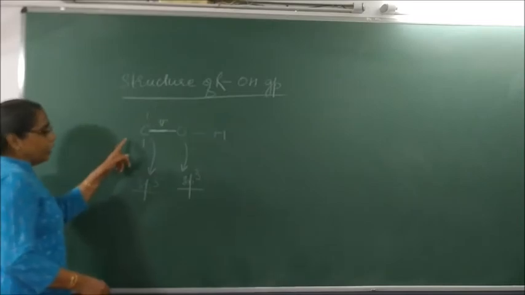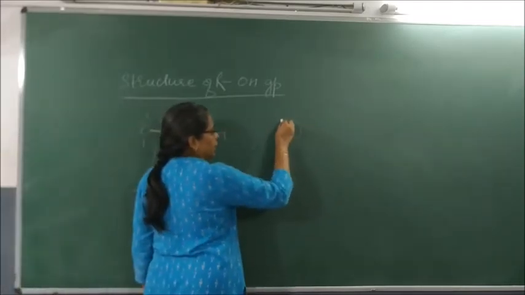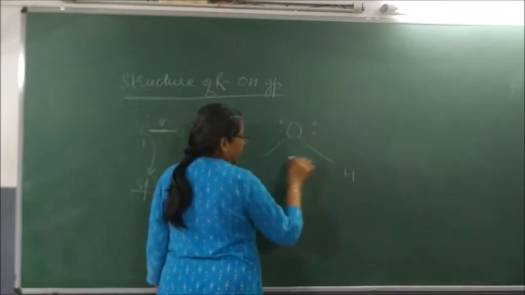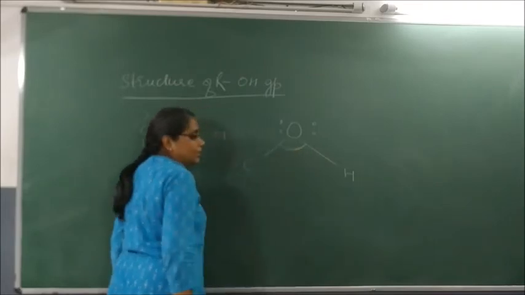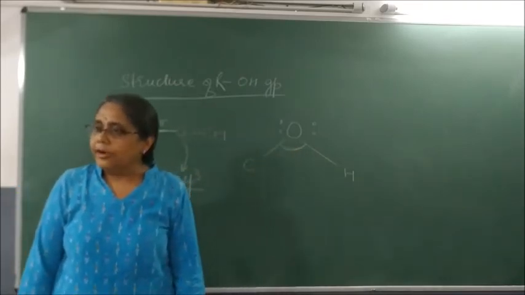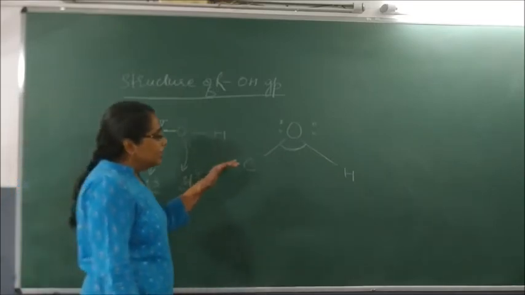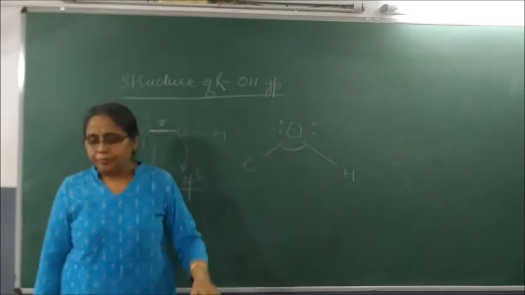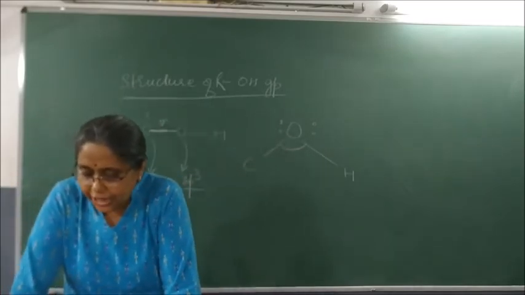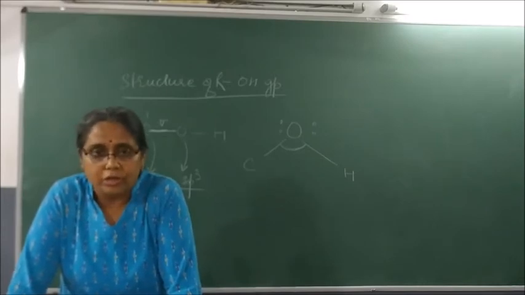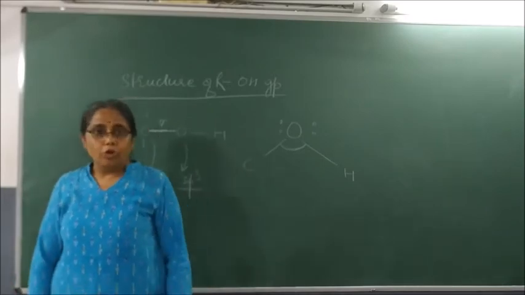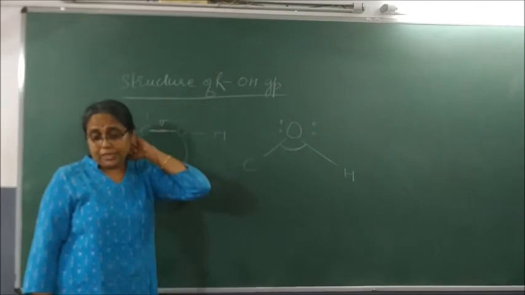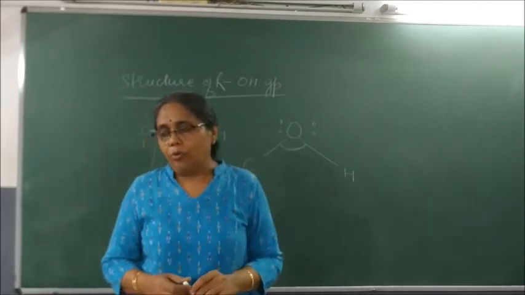Let us understand. When I draw this, this is O. It has how many lone pairs of electrons? 2 lone pairs. This is the carbon and this is the hydrogen. This bond angle is lesser than the tetrahedral bond angle of 109 degrees 28 minutes. This happens due to what? Lone pair repulsion. It is due to the repulsion between the unshared electron pairs of oxygen. So, please write in your notebook: structure of ROH group.